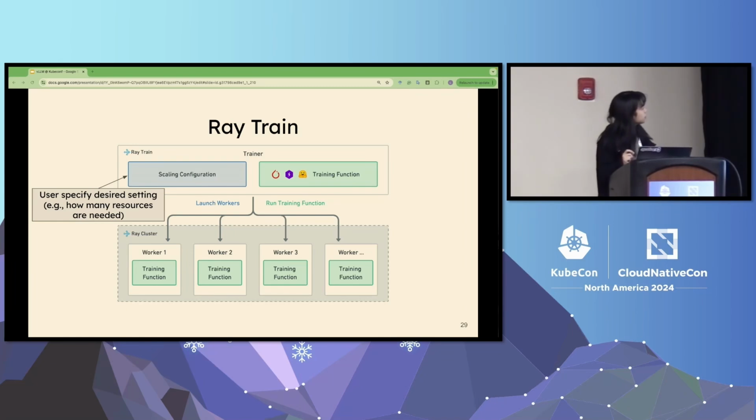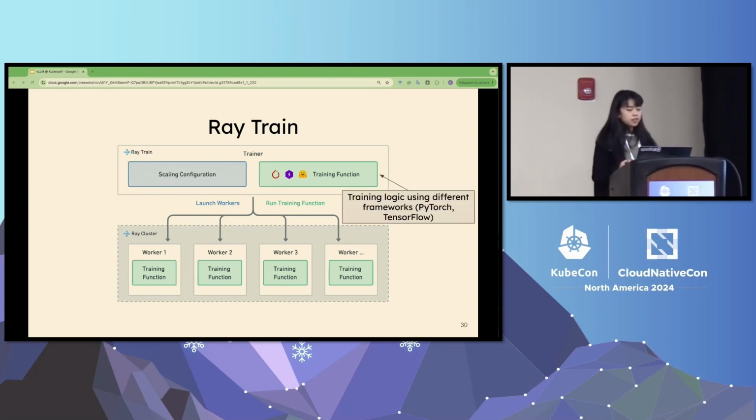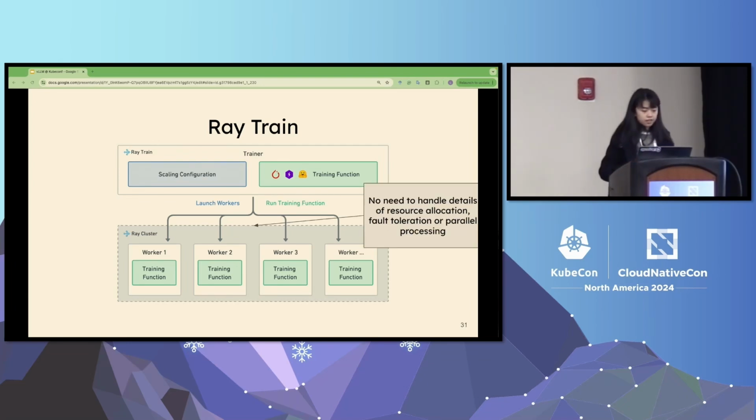The user needs to first specify the desired setting, right? Like how many GPUs, how many CPUs to use, what are the resources I need? And second, what is the training function? They can use PyTorch, TensorFlow, and all other deep learning frameworks to write their own customized training logic. And next, Ray Train will distribute the training process across multiple nodes without requiring the users to manually handle the details of resource allocation, fault tolerance, or parallel processing.